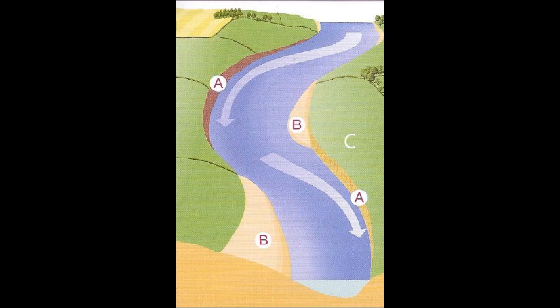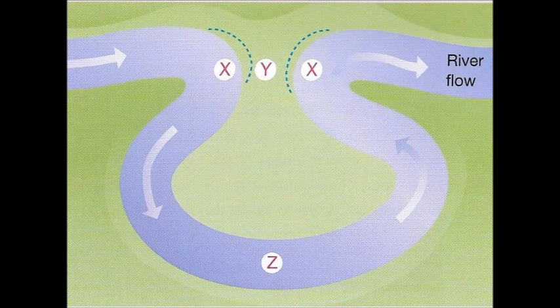Helical flows shift the sediment across the channel to the inner bank, which is point B. Here the sediment is deposited by the slower moving water to form a point bar, as discussed before. As the river channel shifts, the point bar gets bigger and bigger, forming a flat area known as a floodplain, which is point C. Finally, continued erosion can create a narrow neck between two meanders, which is at point X.